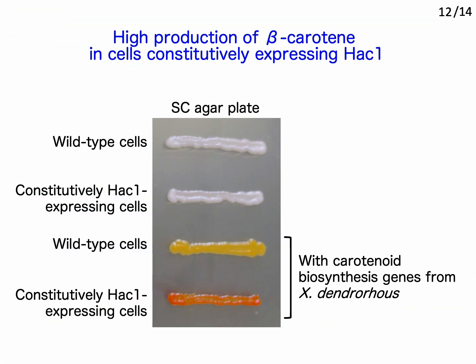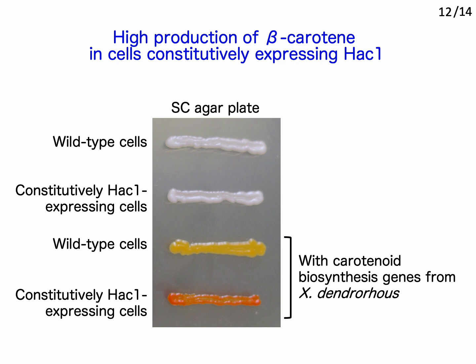Because the size and function of the ER are enhanced in the constitutively HAC1 expressing cells, they can highly produce heterologous biomolecules made in the ER. One of such heterologous biomolecules is beta-carotene, which is a yellow or red-colored pigment originally made in some organisms, such as carrots. This photo shows an agar plate on which yeast cells have been grown. Because normally, Saccharomyces yeast cells do not produce pigments, they exhibited white color, as shown in the top two samples.